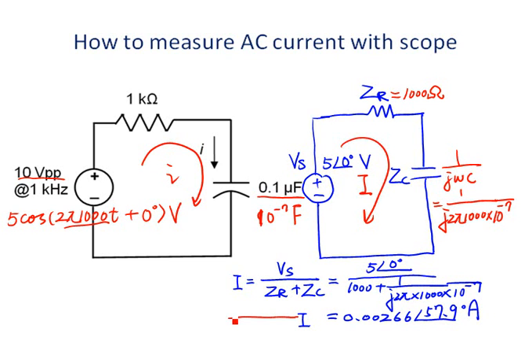Amps. In time domain, we just put the amplitude here. 0.00266 amps is equivalent to 2.66 milliamps. Cosine 2 pi 1000 t plus the phase angle, milliamps.